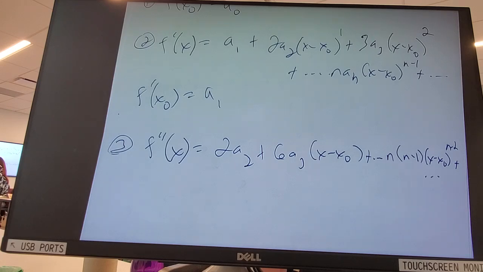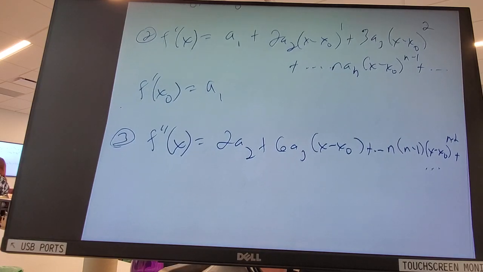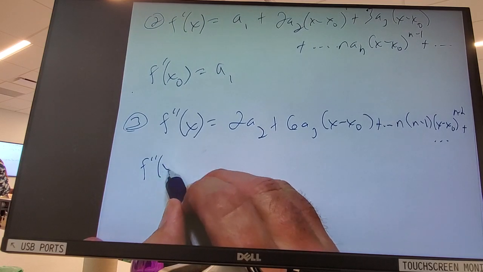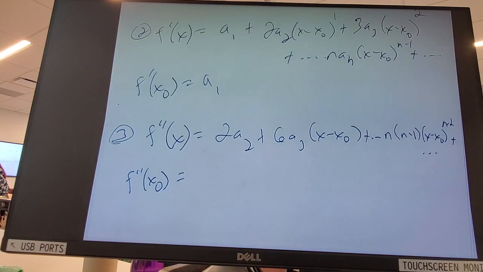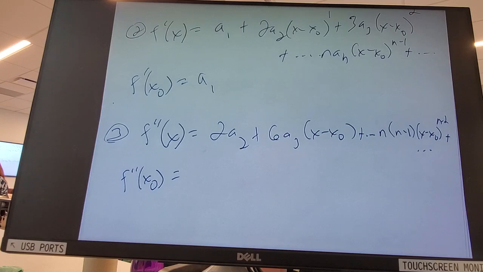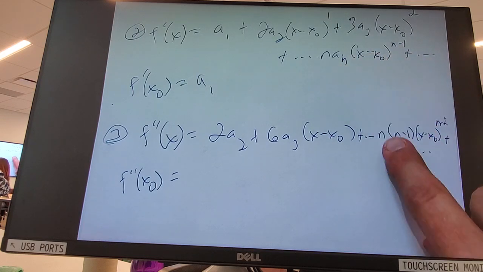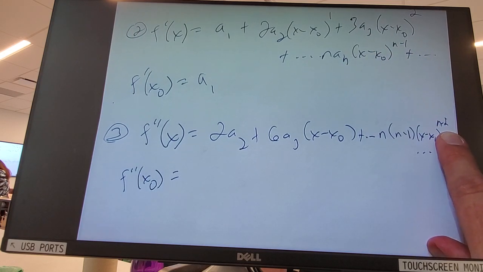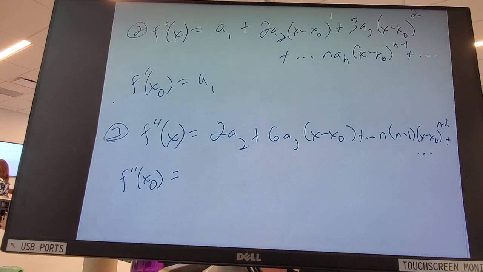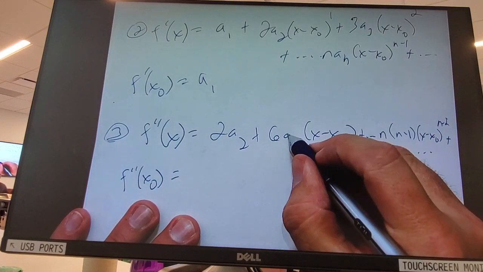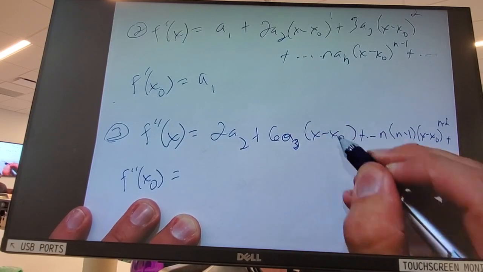So how do I figure out what a2 is? Plug in x naught. Do the same thing we've been doing for the exact same reason. At the very end, is that n times 2? At the very end of the n minus 2. Sorry, I just keep bringing the power down, making the power go down by 1. Is that cool? I'm just applying the power rule. Yes? I just want to make sure that's 6a3, right? That is. Okay. 6a3.